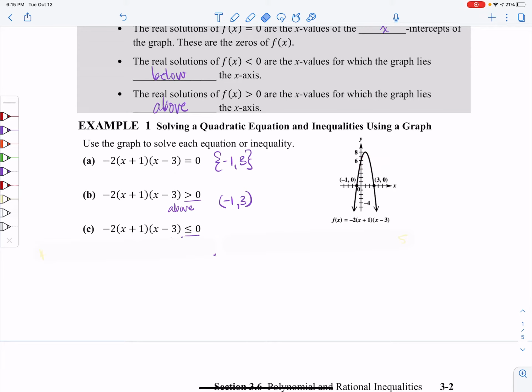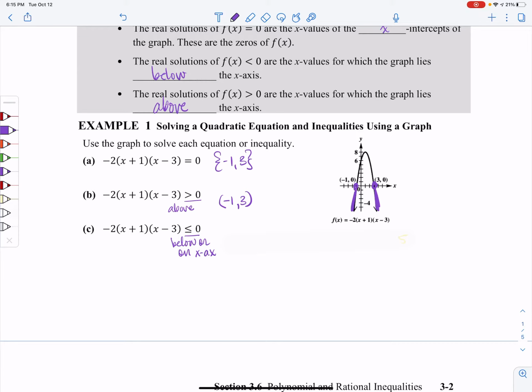For part C, notice that it says my function is less than or equal to 0. Well, less than 0 is below, and equal to 0 are my solutions. You could say it's what's on the x-axis. So here I want everything below as well as on. We have to write it in interval form because there's too many to list out.